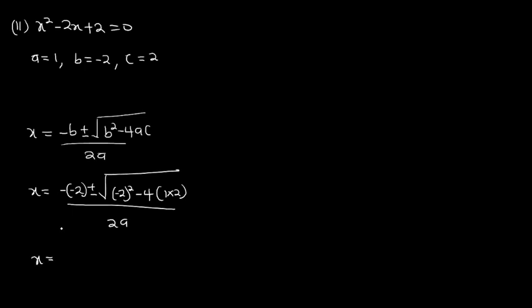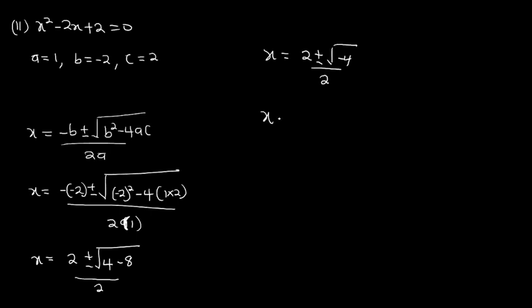So my x is now equal to, this will become positive 2, plus or minus the root of 4 minus 4 times 1 times 2, which gives 8, so this becomes minus 8, all over 2a, where a here is 1, so this becomes 2. So my x is now equal to 2 plus or minus the root of 4 minus 8, which gives me minus 4, so I have root minus 4 over 2. So my x values are 2 plus root minus 4 over 2, or 2 minus root minus 4 over 2.